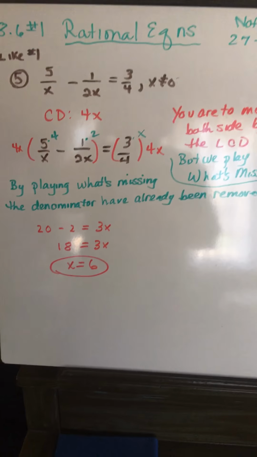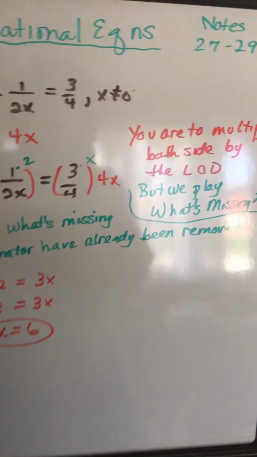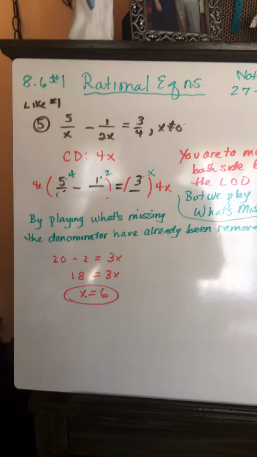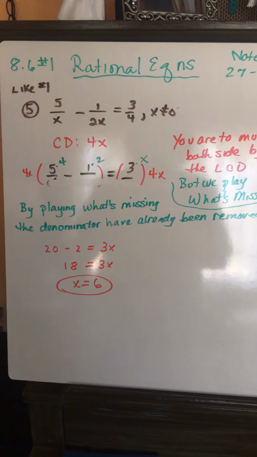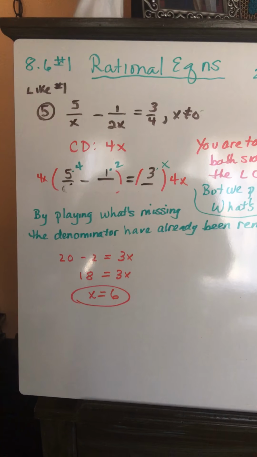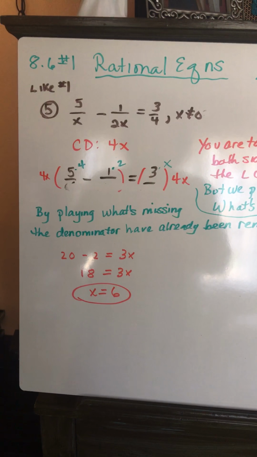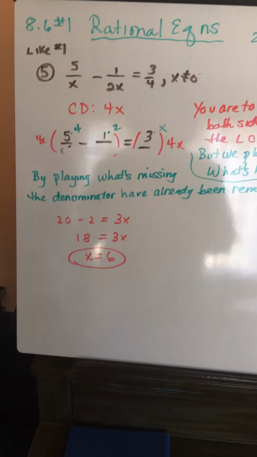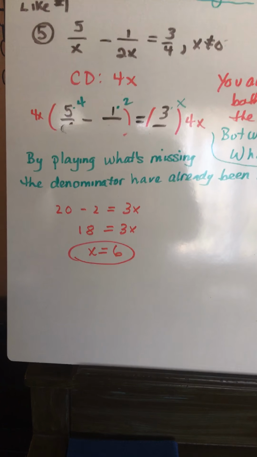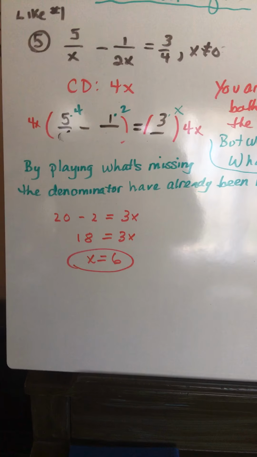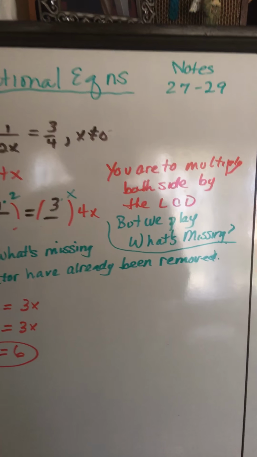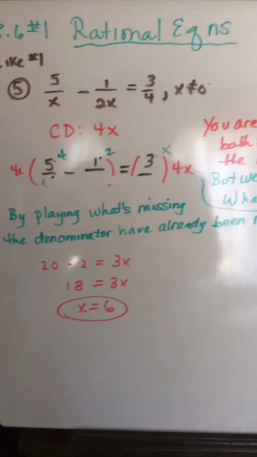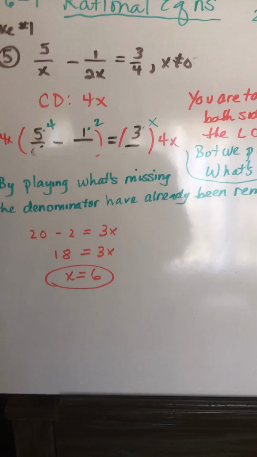By doing this, we've already removed these denominators when we play what's missing. And so all we have left is 5 times 4 is 20, negative 1 times 2 is negative 2, and 3 times x is 3x. And I solve and get x equals 8. I noticed that the only thing x could not be was 0. So x equals 8 is our solution.